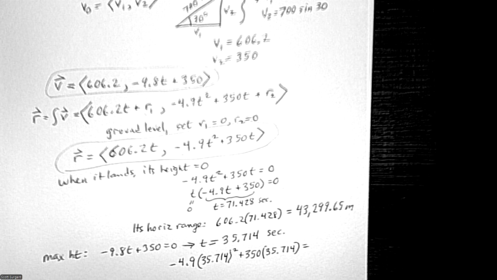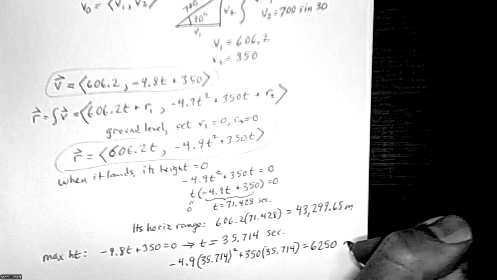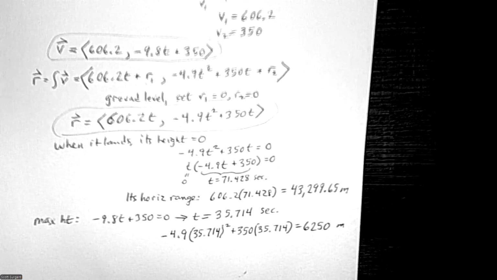I get, no, I screwed it up. What did I do? Oh, I typed it in wrong. That's what I did. There we go. I get 6250. That would be meters. So this thing is really being shot fast. This thing is 6 kilometers into the sky. All right. Any question on that one?